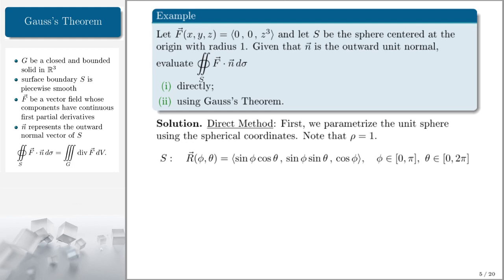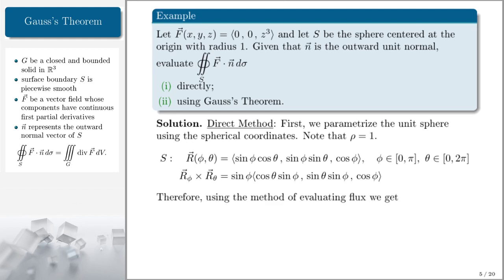Of course, phi here will still run from 0 to pi, and theta will run from 0 to 2 pi. To evaluate this, we will need to first find the cross product of r with respect to phi and r with respect to theta, given as follows. And thus, by definition, the flux will be given by the following.